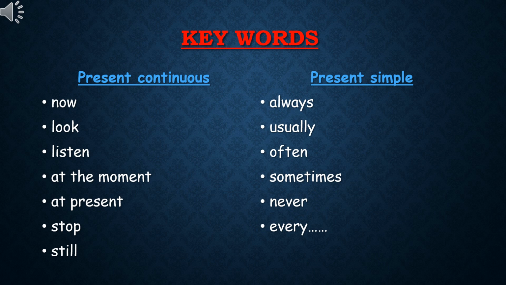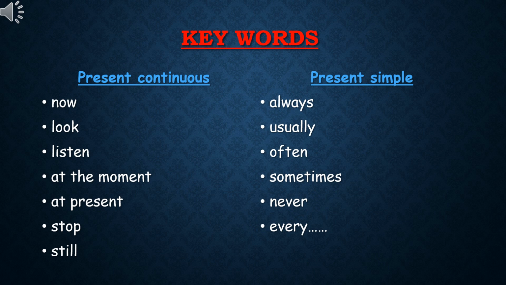But when to use the present simple tense? If you find the following keywords, what are they? Always, usually, often, sometimes, never, and every. Again, repeat after me. Always, usually, often, sometimes, never, and every.